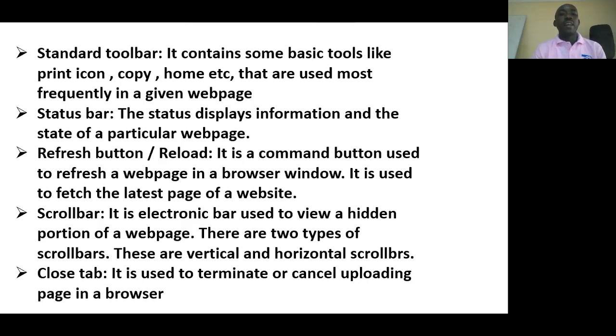The next feature is the scroll bar. It is an electronic bar used to view a hidden portion of a web page. There are two types of scroll bars. These are vertical and horizontal scroll bars. And the last feature has to do with the close tab. It is used to terminate or cancel uploading a page in a browser.